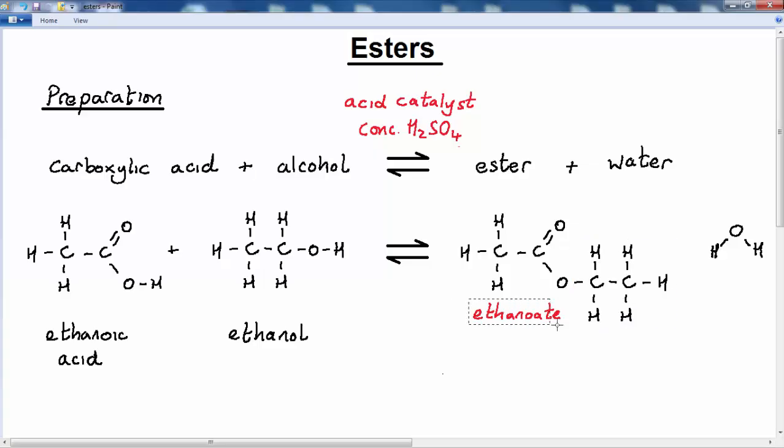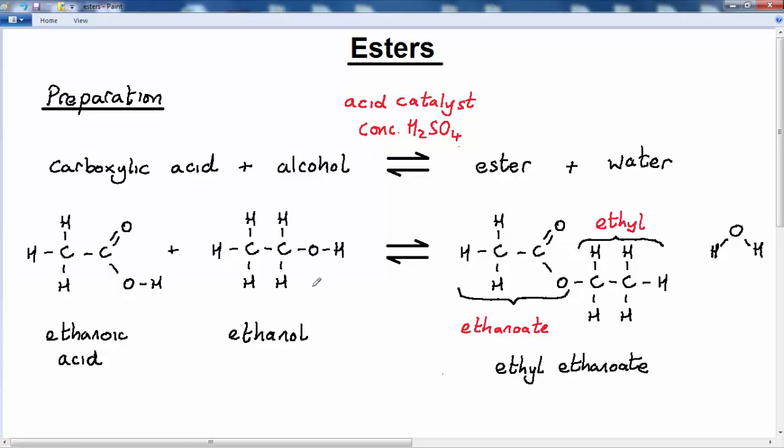Okay, so in this particular case there are two parts to the ester. There's the ethanoate group, that's this bit, and then there's the ethyl group, which is this hydrocarbon chain which joins on to the oxygen. Okay, so this is the ester, and the name of the ester is, as is depicted here, ethyl ethanoate. Okay, so in the naming system the alkyl goes first, so it's called ethyl ethanoate.